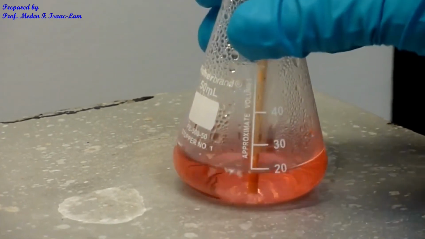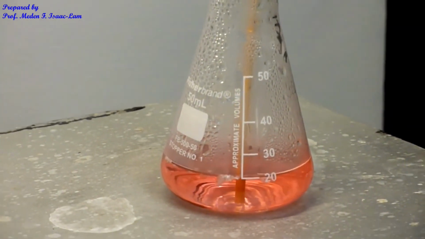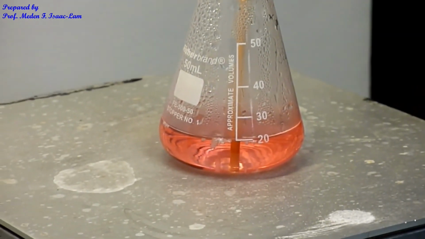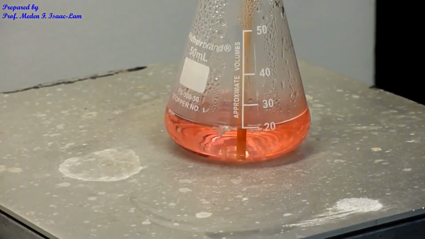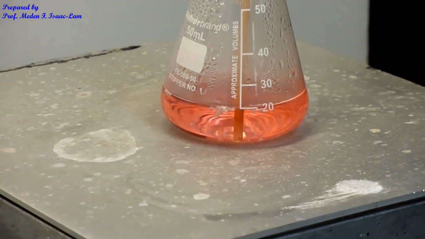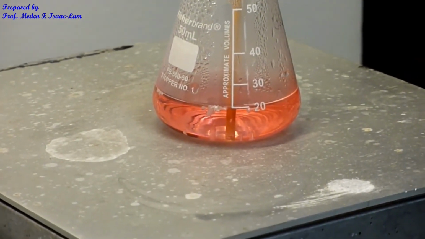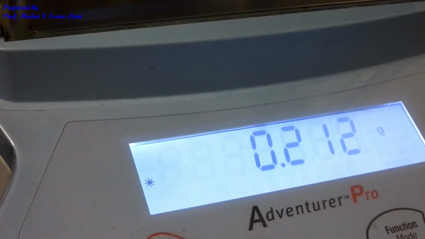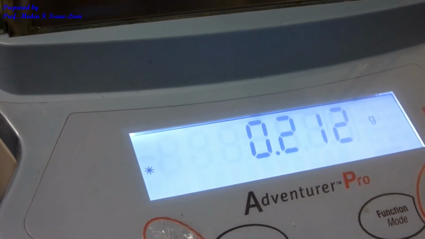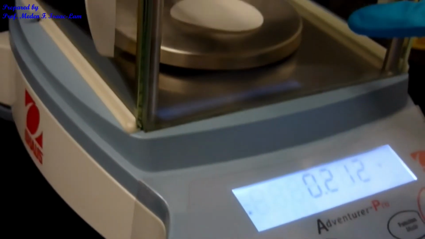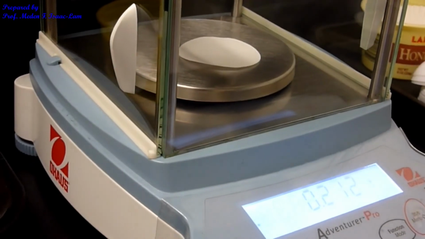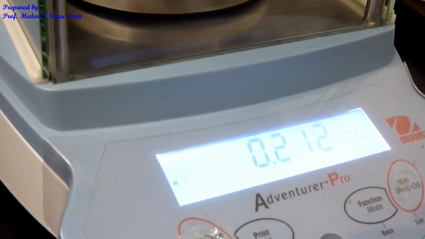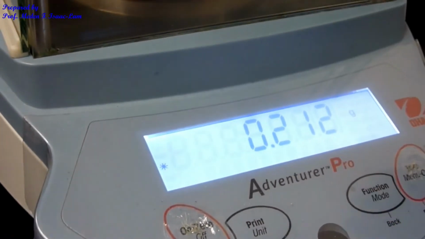While I'm waiting for this to dissolve, again the pink color is because of the methyl orange. I'm thinking ahead because I want to set up the vacuum filtration. I will first weigh a filter paper. With the filter paper inside the balance, the weight is 0.212 grams. Please write this down: 0.212 grams is the weight of the filter paper.